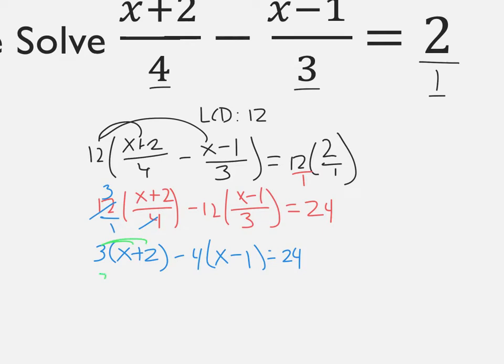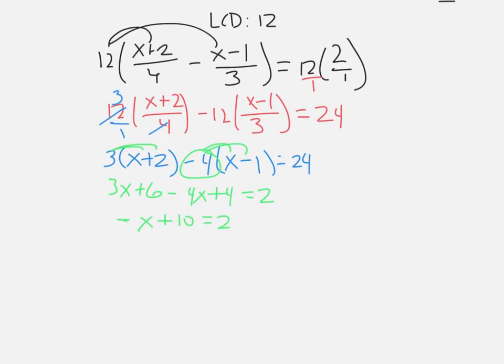We'll distribute the 3, so 3x plus 6. We'll distribute a negative 4 to x and minus 1, so we'll have negative 4x plus 4. And this will equal 24. When you combine like terms, you do get negative x plus 10 equals 2. When you subtract 10 on both sides, you will get negative x equals negative 8, or x equals 8.